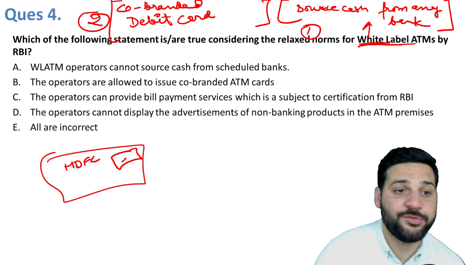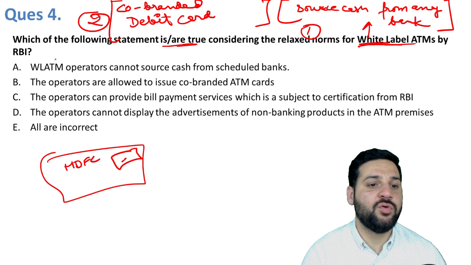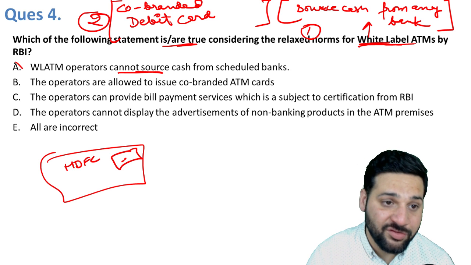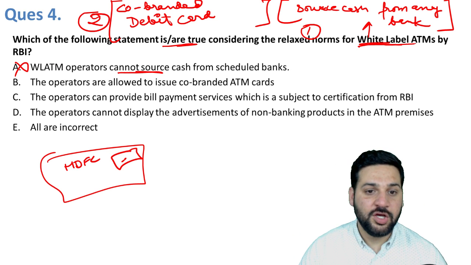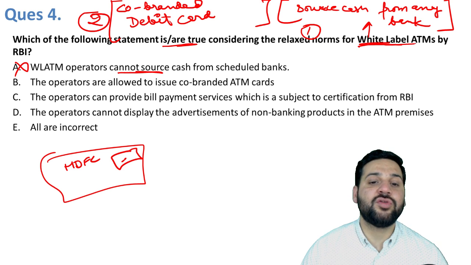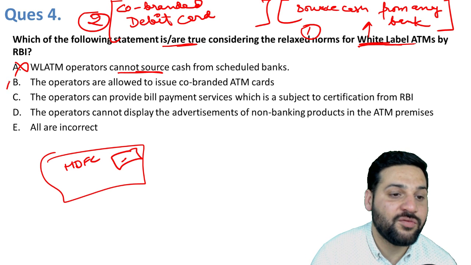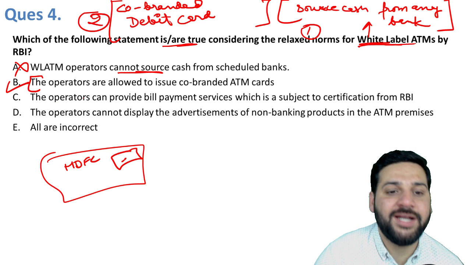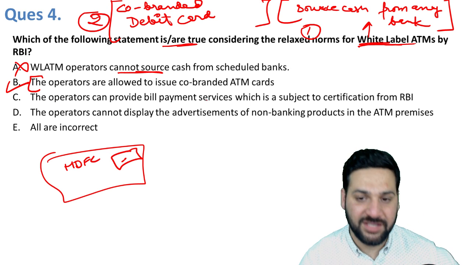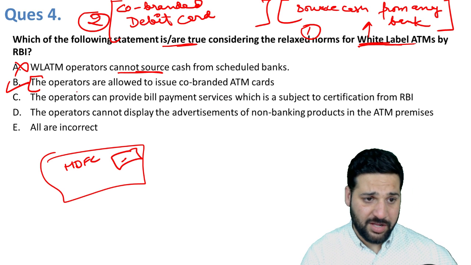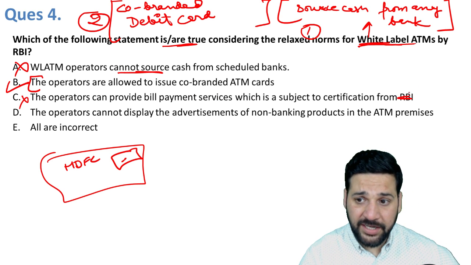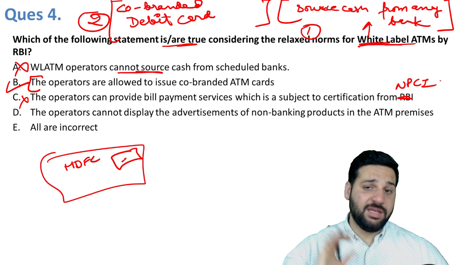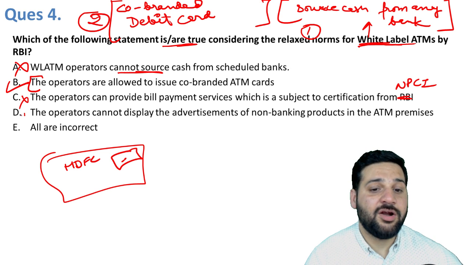Now let's move on to the options. Which of the following statements are true? White label ATMs cannot source cash from any bank, but yes, they can source. So this is false. Operators are allowed to issue co-branded ATM cards. So this one is true, and this is the answer. Let's move on to the next one. The operators can provide bill payment services which is subject to certification of RBI. That is false. It is NPCI. RBI is not providing the certification for bill payment services. NPCI is. The operator cannot display the advertisement.